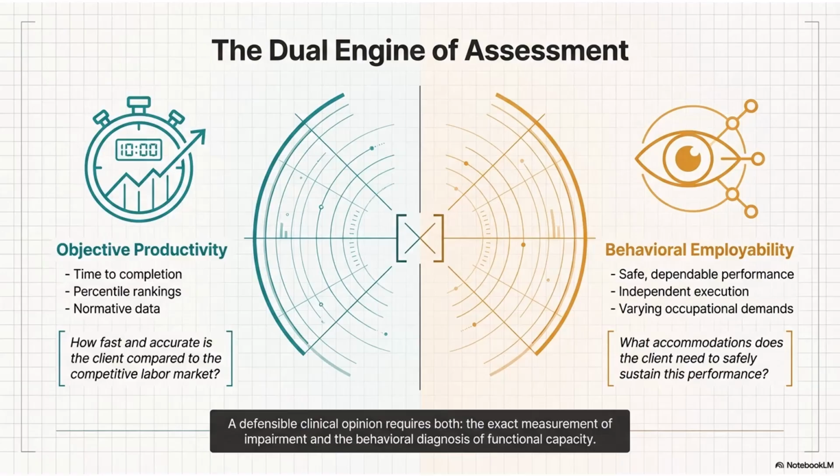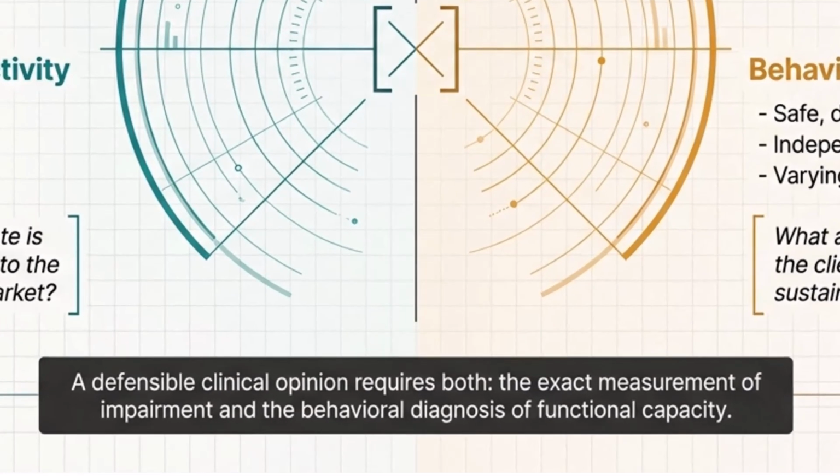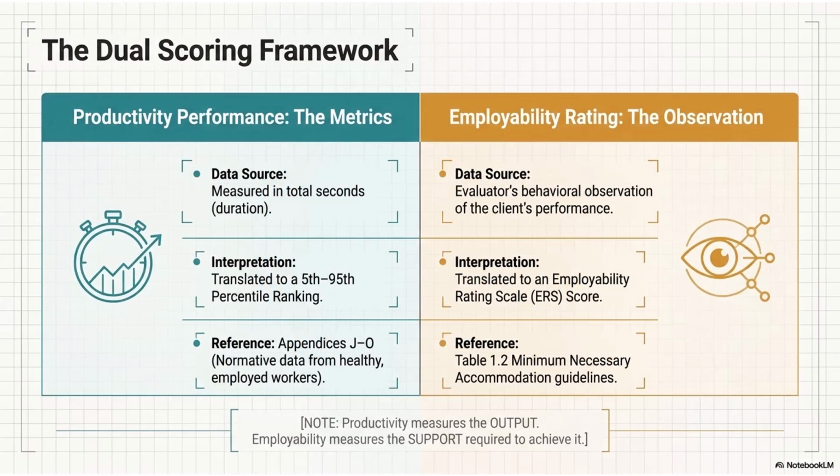On the right side, we have behavioral employability. This is where your clinical eye comes in. We are looking for safe, dependable performance and the ability to execute tasks independently under varying occupational demands. We are asking, what accommodations does this client need to safely sustain their performance? Remember, a defensible clinical opinion requires both the exact objective measurement of the impairment and the behavioral diagnosis of their functional capacity. Moving to the next slide, let's break down exactly how we score this dual engine.